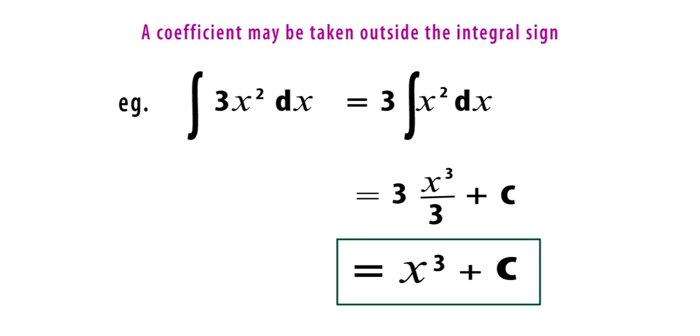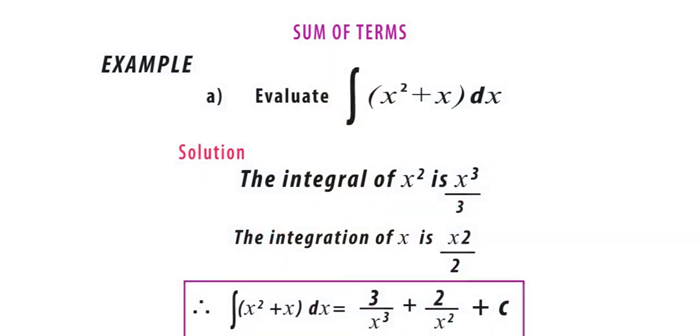Good. The integral of a sum is the sum of their separate integrals. This means that integration is also done term by term, just as we saw for differentiation. Let's take an example. Evaluate the integral of x squared plus x dx. Let's look at the solution.